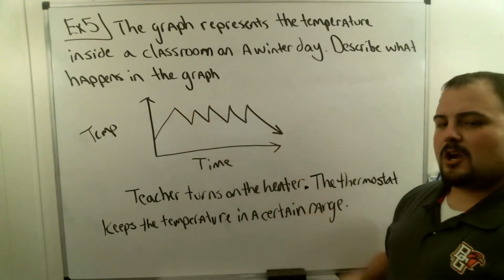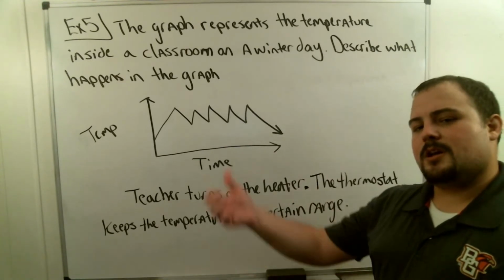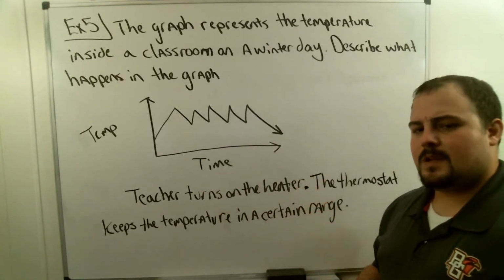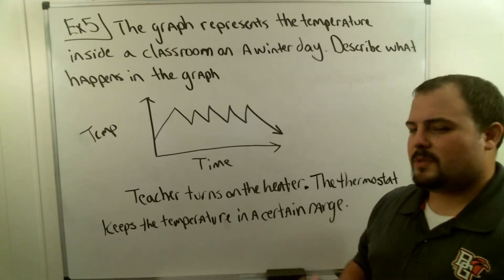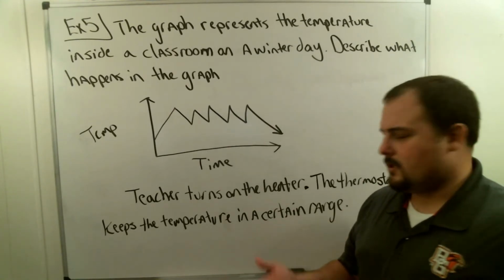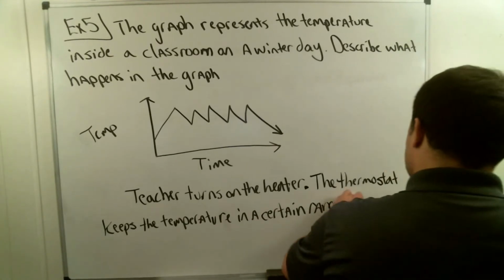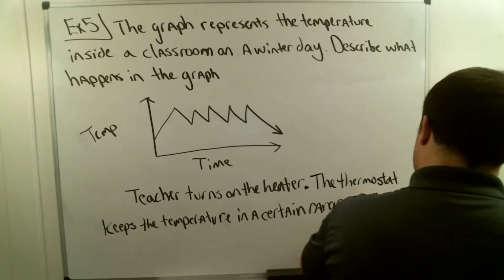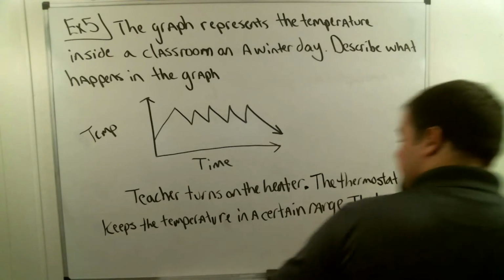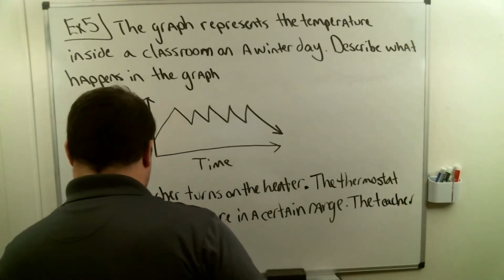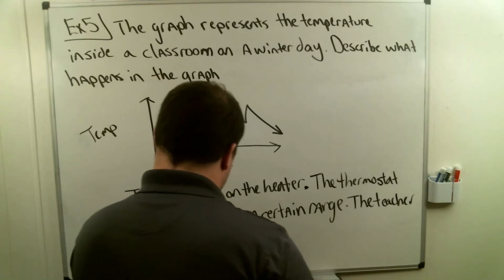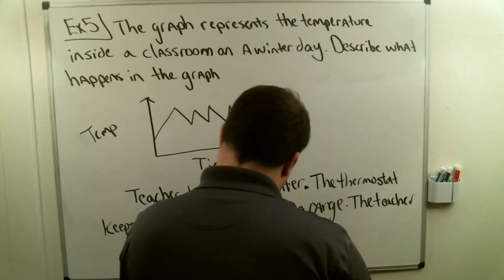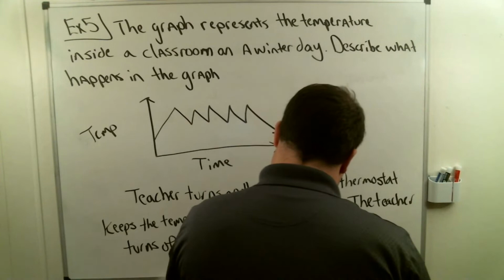But what's happening here? Why might the temperature in the classroom continuously go down? Hopefully you're thinking about the fact that it's the end of the day and we turn off the heater, because we don't need the heater to run when nobody's in the building. So, the teacher turns off the heater for the end of the day.